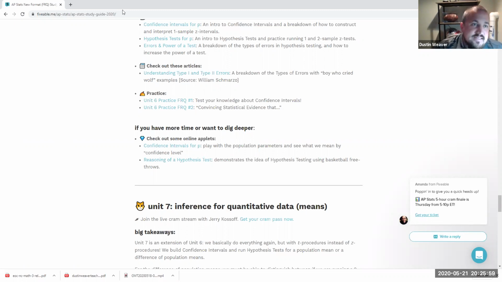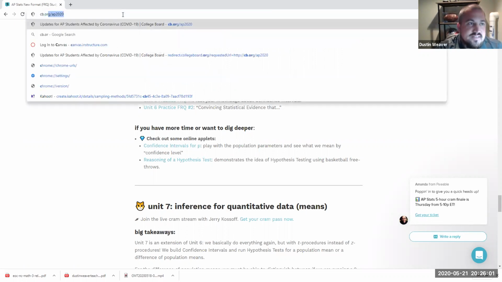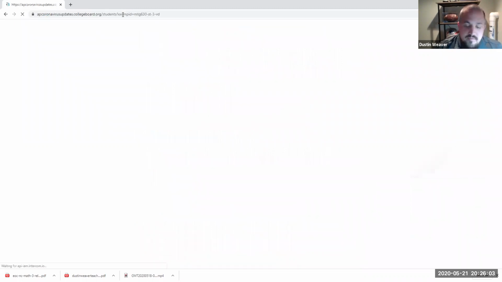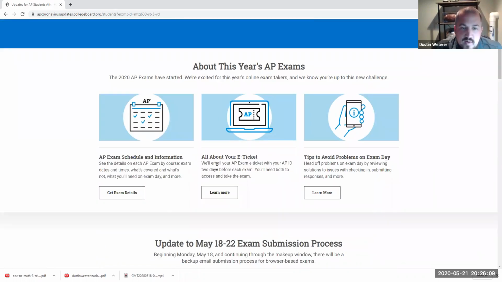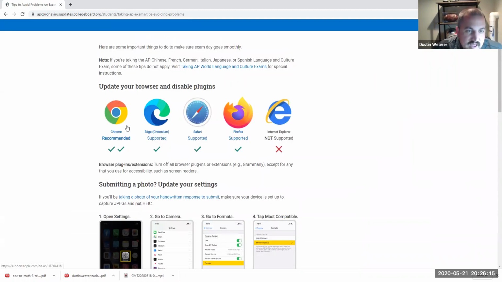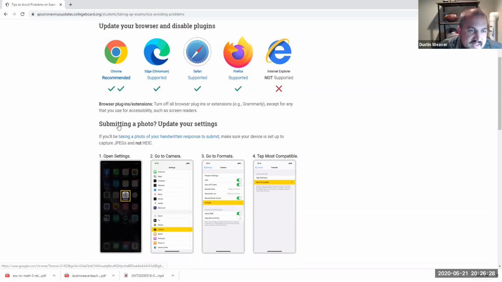The other takeaways for the AP Statistics exam that we've talked about before, just to get you prepared as I finish this up, would be that you have, again, your e-ticket, and some tips to avoid problems on exam day, okay? Update your browser and disable any plugins. So you want to be using Chrome if at all possible. Others can be used, you see here, but Chrome is the best.